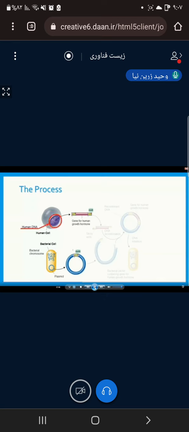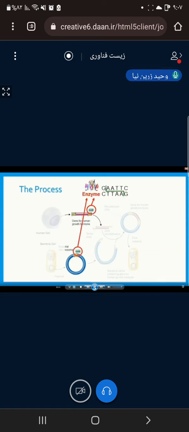First, the target gene from the human DNA, in this case human growth hormone, is isolated. A bacterial plasmid is extracted from a bacterial cell. Enzymes are applied next. The enzyme here is EcoR1. Remember, enzymes act as scissors, cutting the DNA at a specific sequence.